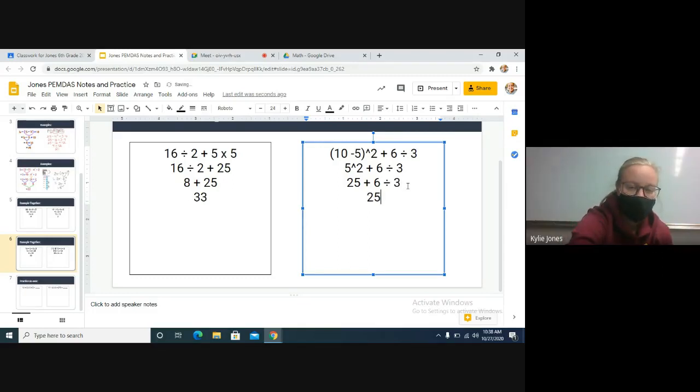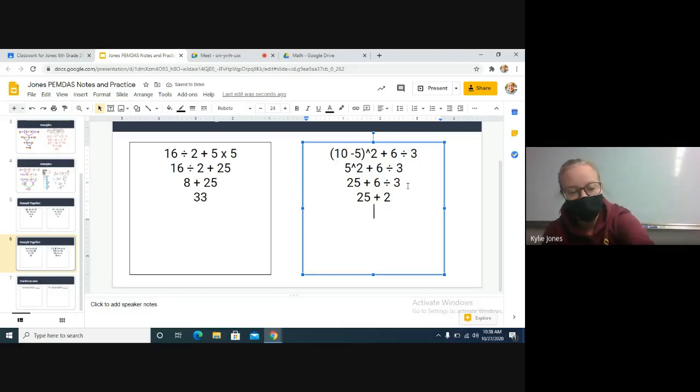So 25 plus, what is 6 divided by 3? 2. And our final one is just that addition. 25 plus 2, which is 27. 27 is our final answer there.